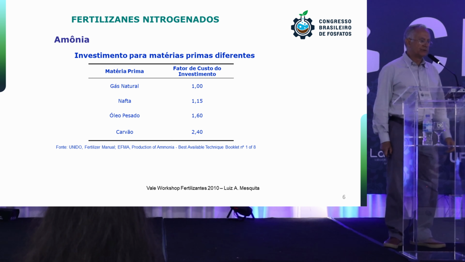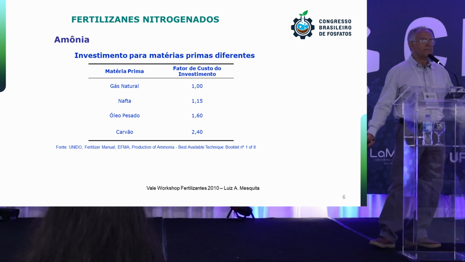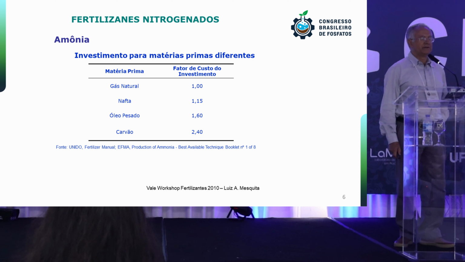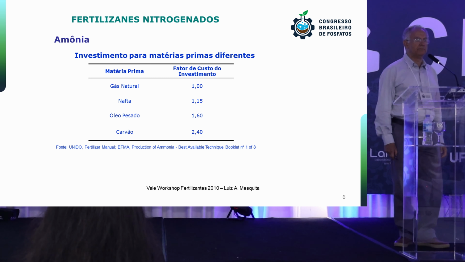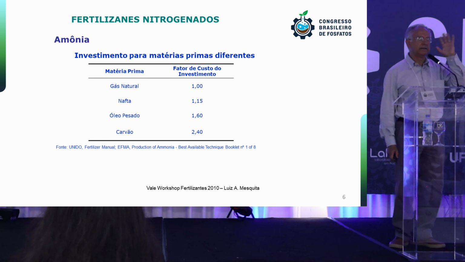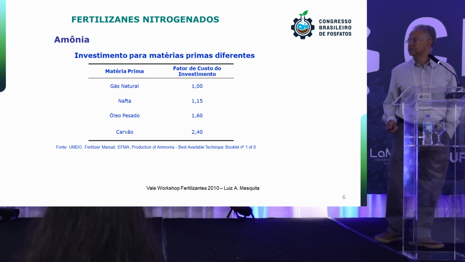In terms of investment, taking natural gas as the reference of one, naphtha is 15% more expensive. We're talking about capex. Heavy oil is 60% more expensive in terms of capex, and for coal it is 2.40. So we see that it's economically not very viable to produce ammonia through coal. But whoever doesn't have another solution will produce ammonia through coal. We did work for Vale in a project where we studied the production of ammonia through coal. The numbers are presented here.